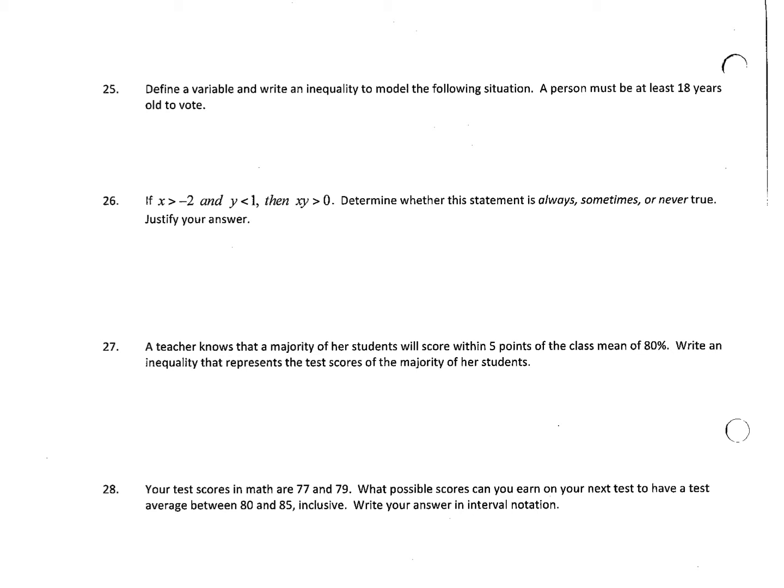All right, this is going to be the last page. Number 25 says to define a variable and write an inequality to model the following situation. A person must be at least 18 years old to vote. So we could say maybe P stands for my person. And if I have to be at least 18 years old to vote, I have to be greater than or equal to 18.